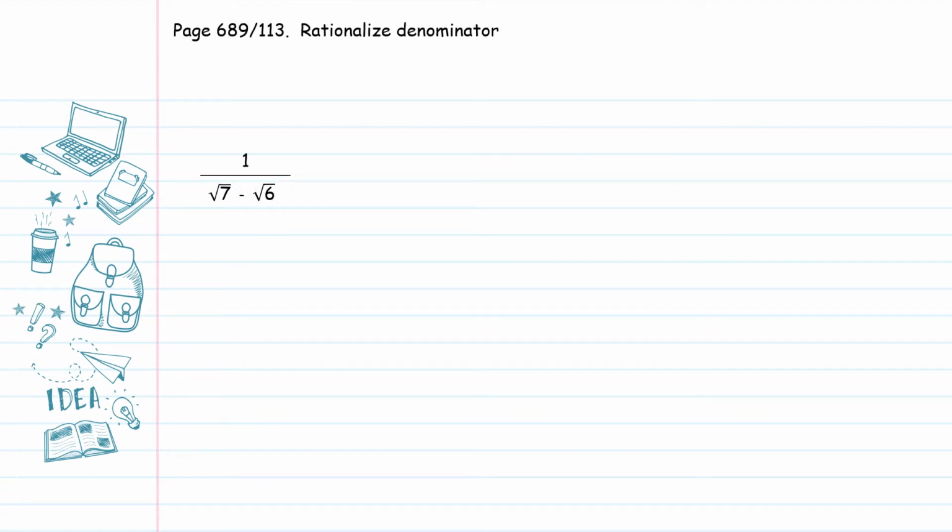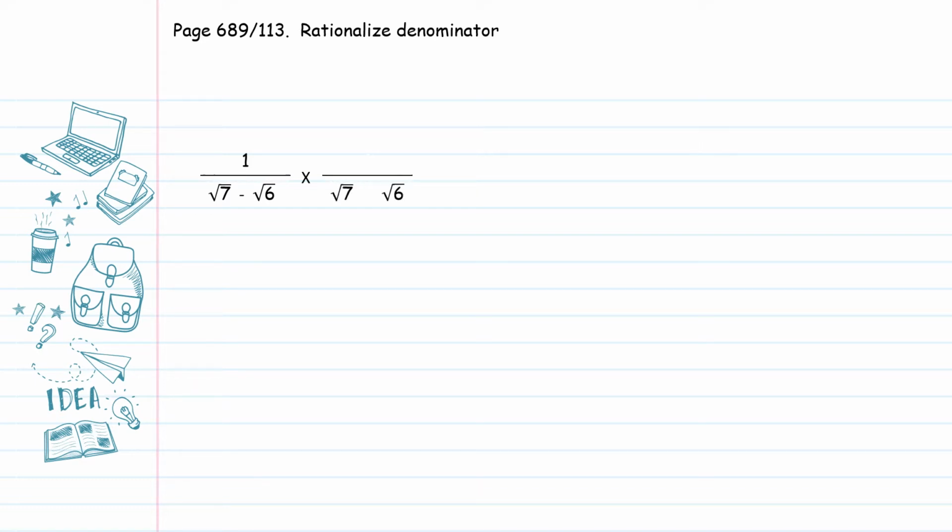This is problem 113 on page 689. We have the expression 1 over square root of 7 minus square root of 6. Usually we don't like to see radical numbers in the denominator, and in order to get rid of them, we have to rationalize. To do that, we examine the two terms, radical 7 minus radical 6. We have to multiply it by something.